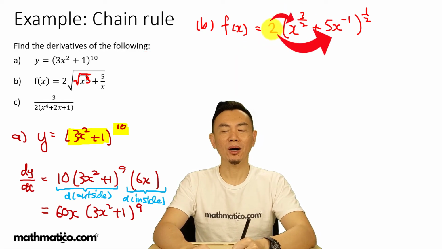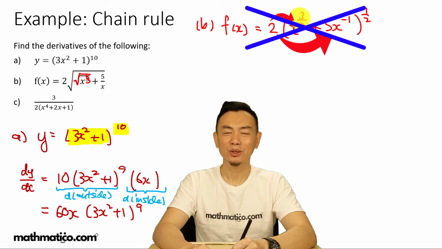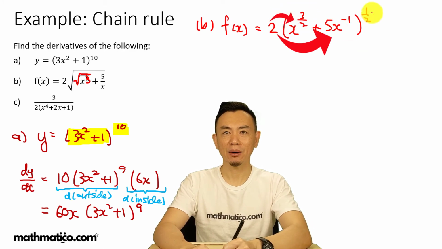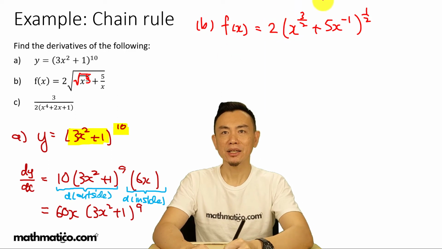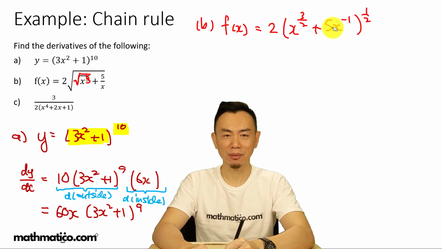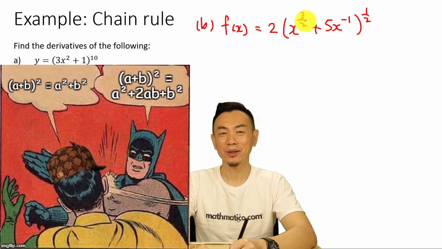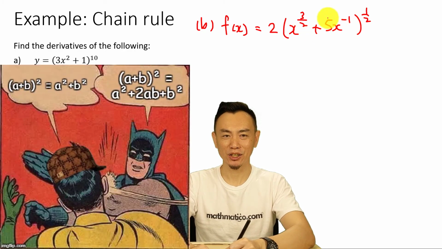Now please do not multiply in the 2. You can't do that because this bracket here has got a power half, but the 2 doesn't have a power, so you can't multiply that in. And please don't bring this power half into each term as well. It doesn't work like that. Remember your (a plus b) squared, you can't just square each term inside.